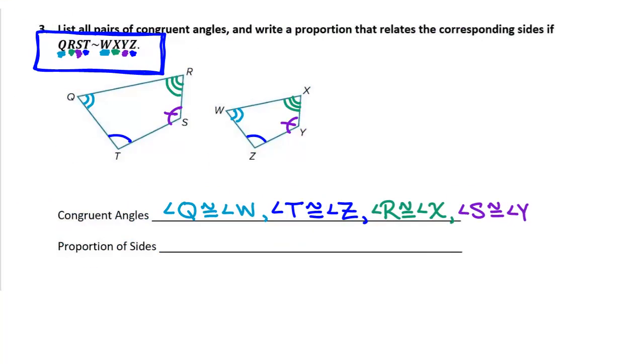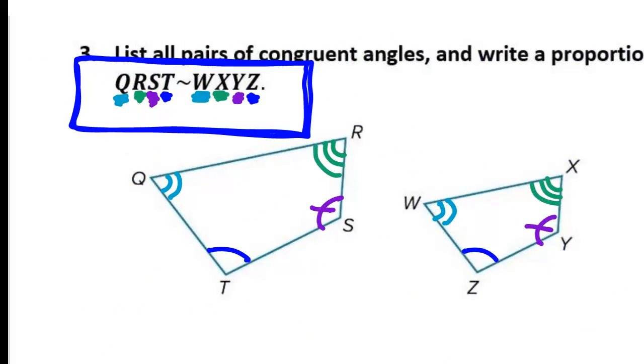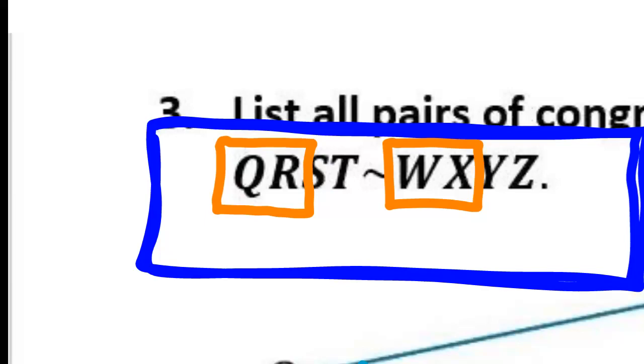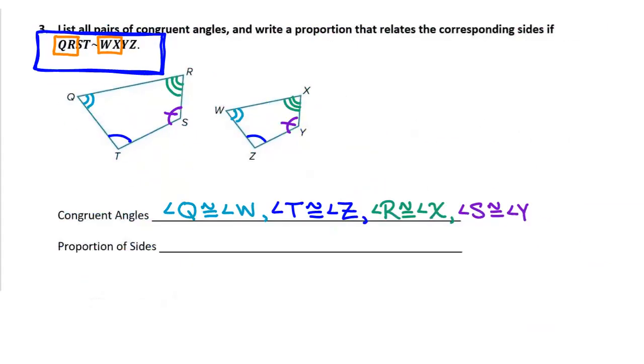All right, now my proportion of sides. I can still use the similarity statement to help me do this. Looking at the figure can sometimes help, but it can also sometimes confuse me and mess me up. So I'm just going to move my way across this shape. Sides are always 2 letters, so I'm going to look at 2 letters at a time. So first 2 letters here are QR. What are the first 2 letters for the other rectangle name? WX. Those 2 are going to make a fraction, so QR over WX.